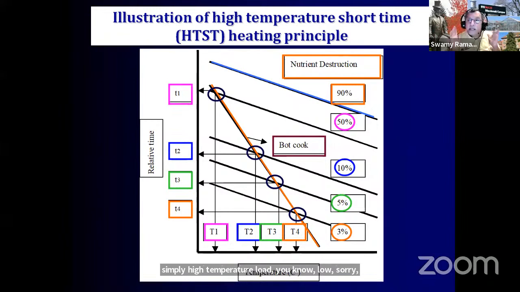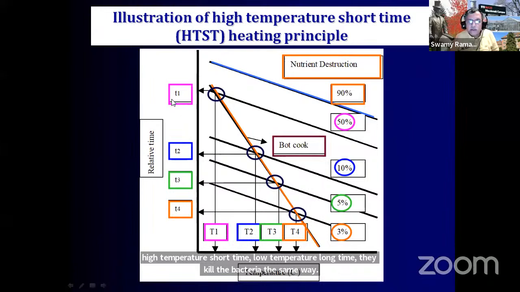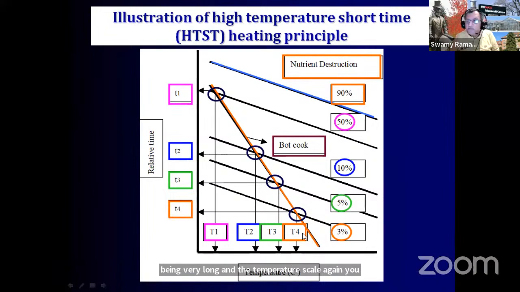Okay, so in this figure, I've shown different relative times T1, T2, T3, T4, T4 being short, T1 being very long. On the temperature scale, again, you have T1, T2, T3, T4, T1 being low temperature, T4 being high temperature. And you see here, this is the destruction data for botulinum. So everything has to be on this line, or on the right side of the line, to be safe. Okay, so all the points that I have circled here, long time low temperature, short time high temperature, they all do the same job in terms of creating safety. But nutrients are more stable. This is the line for nutrient destruction.